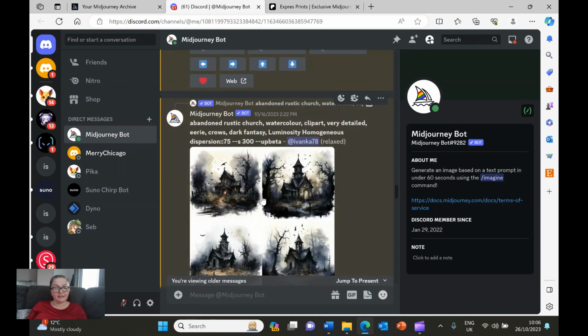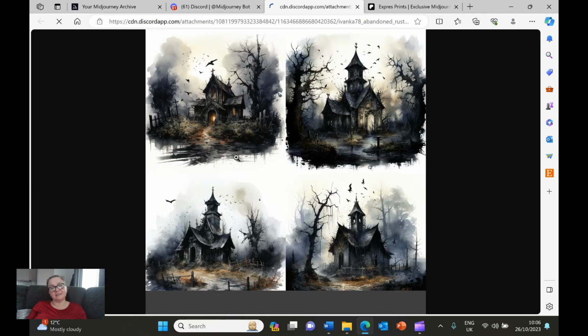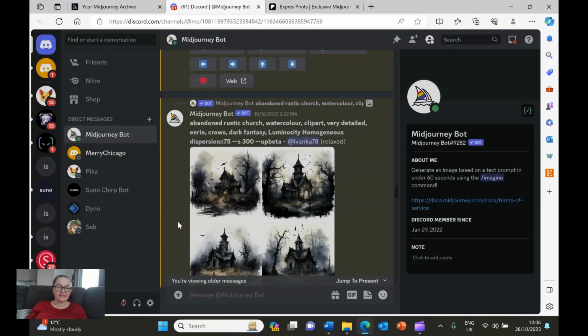Okay, so this is again the luminosity. When we put luminosity homogeneous dispersion, even though we don't know what that is, what do you think, guys? Do you see any differences with this one? I don't know, I was just testing it.